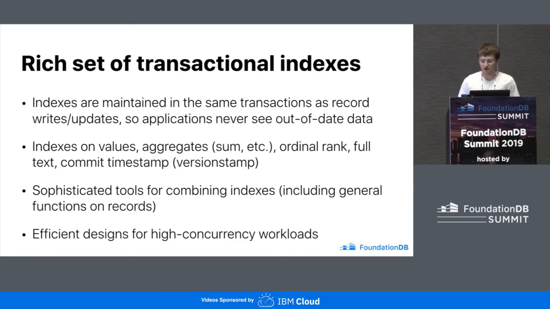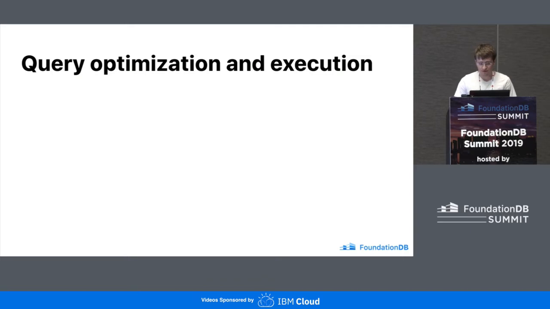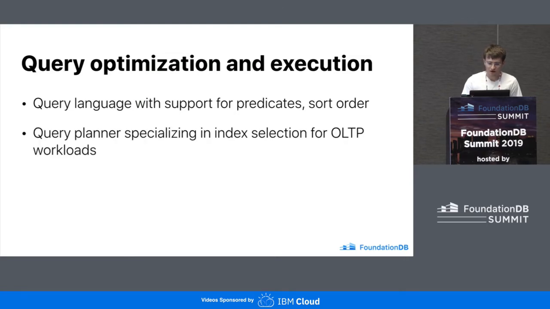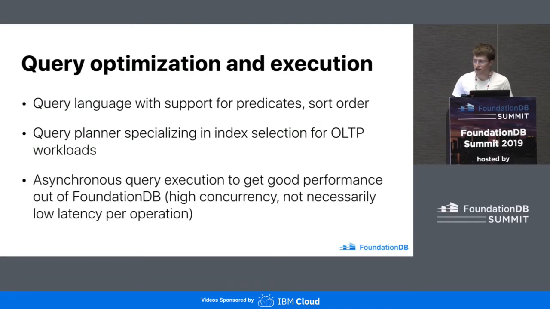And all of this is designed with efficiency in mind. So we built this for our use case at Apple, which includes supporting things like high concurrency workloads. So everything's designed in concert with FDB in order to support operating these at scale. We have a pretty simple query planner. We have a query language that supports defining things like predicates and sort order. Our planner specializes in selecting the right index, aimed at OLTP type workloads. And this query execution engine I mentioned is really the key part of getting good performance out of FoundationDB. Mostly because FoundationDB is really good at supporting high concurrency workloads, but it's not necessarily low latency per operation.